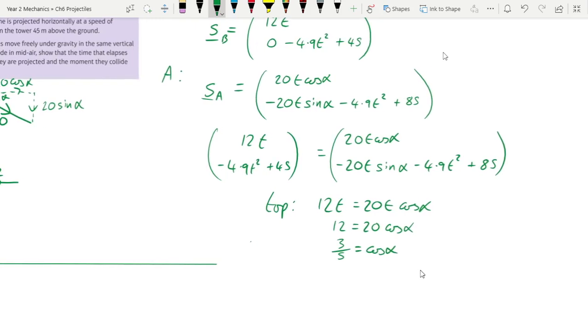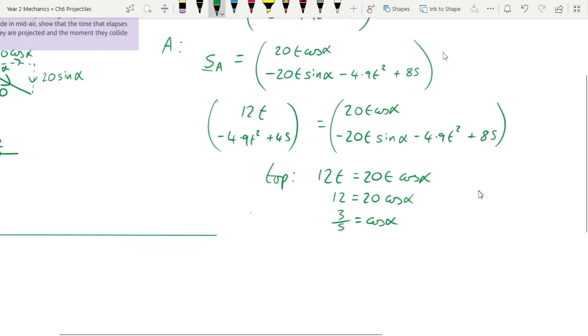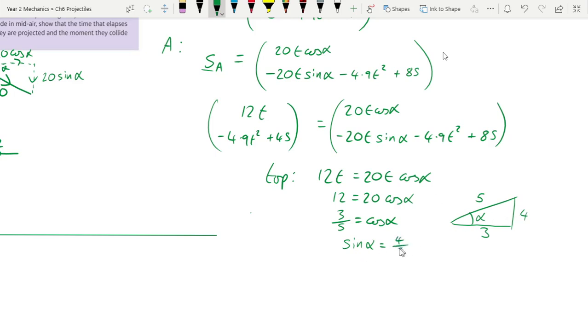I could do inverse cos to find the actual angle alpha, but it's probably a bit nicer to do one of these triangles like we do when we're doing forces sometimes. So if this is alpha, cos is adjacent over hypotenuse, so that's 3, that's 5. To find this one, I can use Pythagoras, 5 squared minus 3 squared, square rooted is 4. So using that diagram, I can now see that sine alpha, which is opposite over hypotenuse, is 4/5, which I can use in my next calculations.